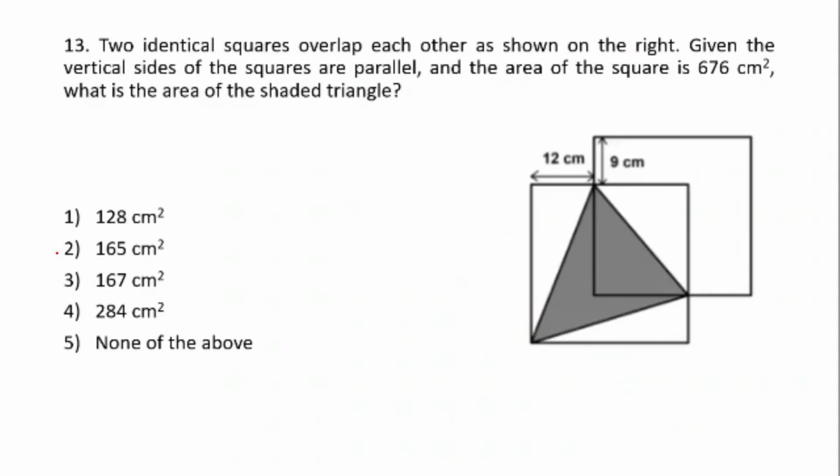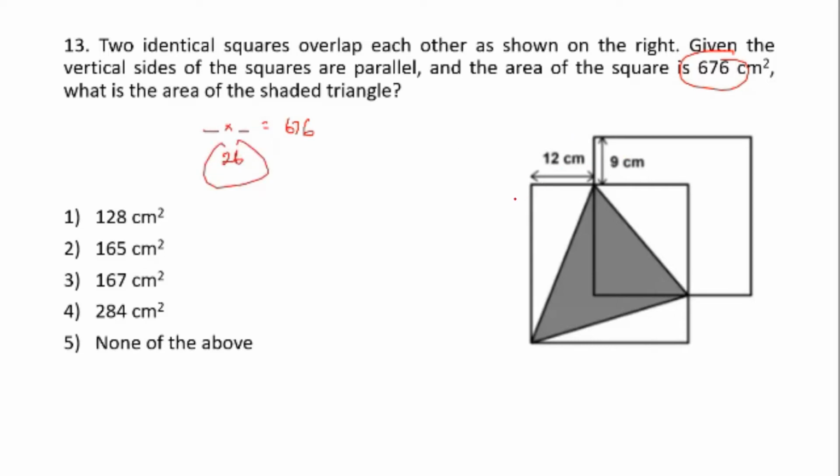Question 13. 2 identical squares overlap each other as shown on the right. Given the vertical sides of the squares are parallel and the area of the square is 676 square centimeters, what is the area of the shaded triangle? All right, so it's quite interesting that now we know that the 2 squares are identical, which means the same size, and then we know the area. So if we know the area of the square, we can find the side, right? What times what is equal to 676? So that's equal to 26 times 26.